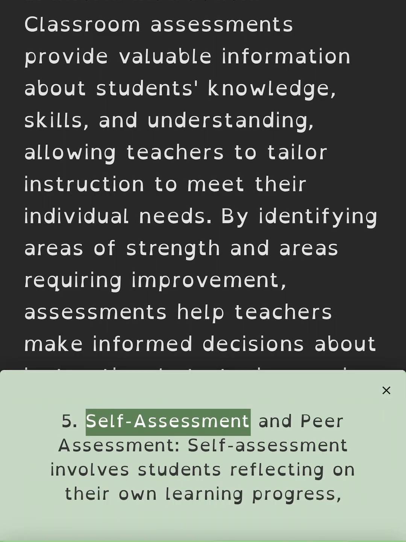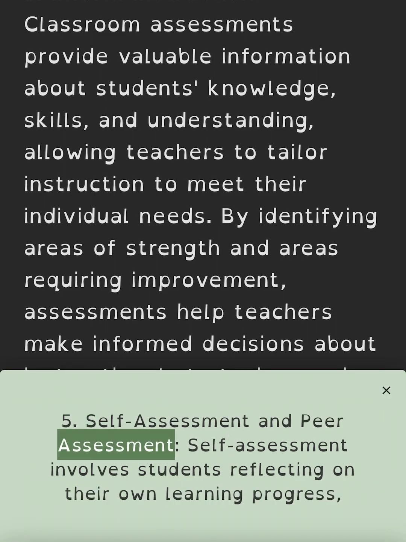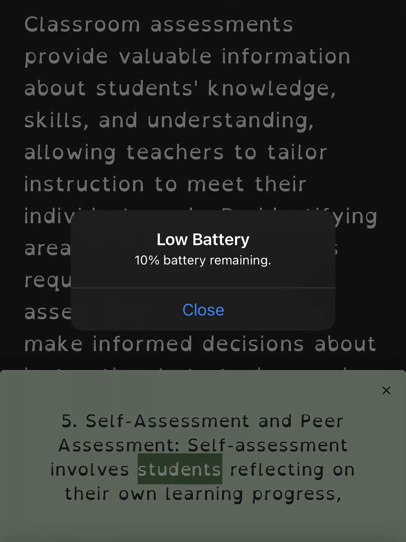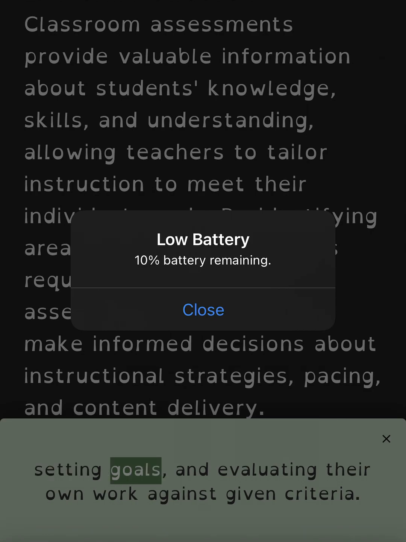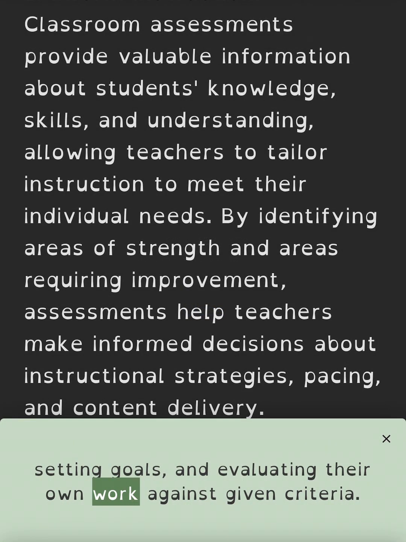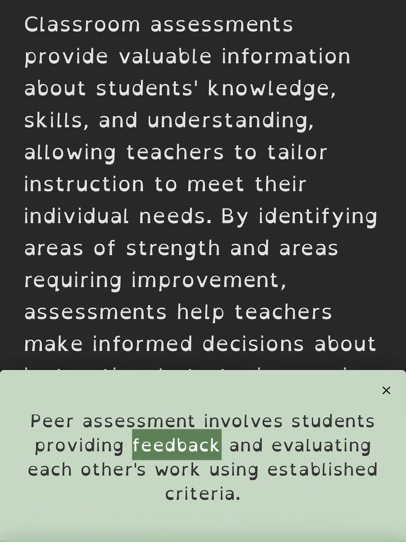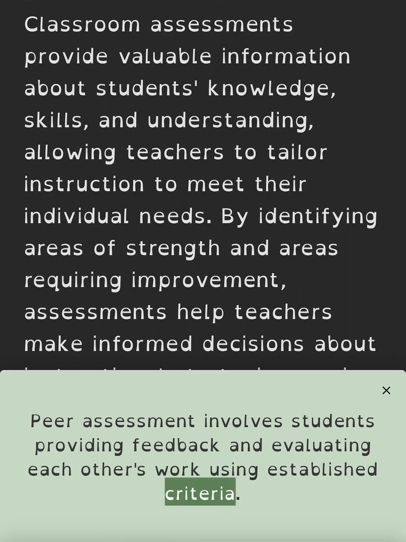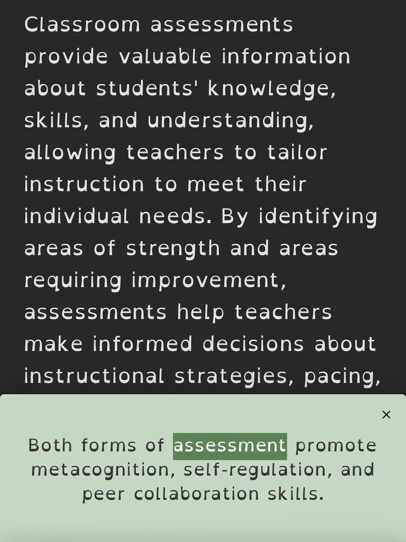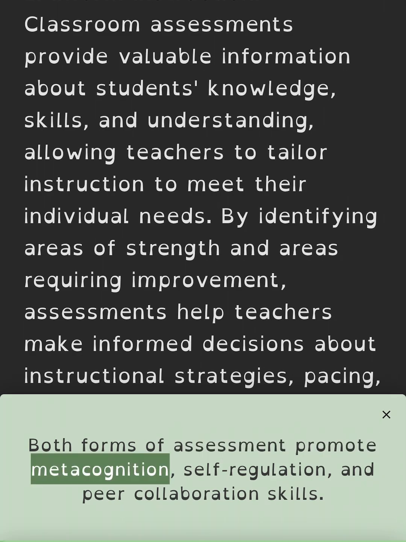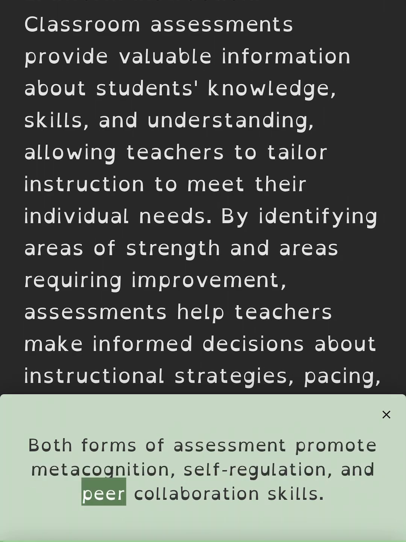5. Self-assessment and peer assessment. Self-assessment involves students reflecting on their own learning progress, setting goals, and evaluating their own work against given criteria. Peer assessment involves students providing feedback and evaluating each other's work using established criteria. Both forms of assessment promote metacognition, self-regulation, and peer collaboration skills.